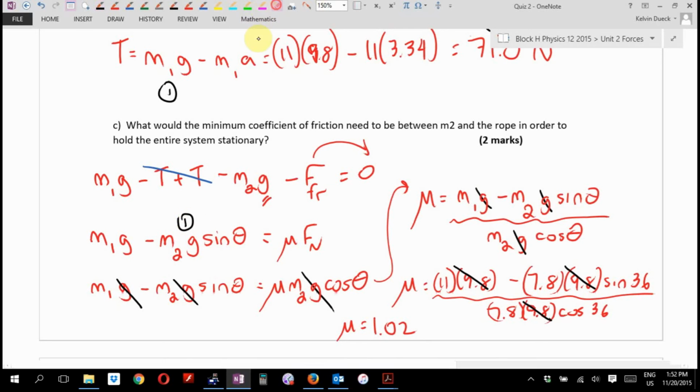Let's change colors, Mr. Dewick. Let's go to blue. Let's go to green. I'd give you 1 mark if I saw that. I'd give you a half mark for that and a half mark for the answer.